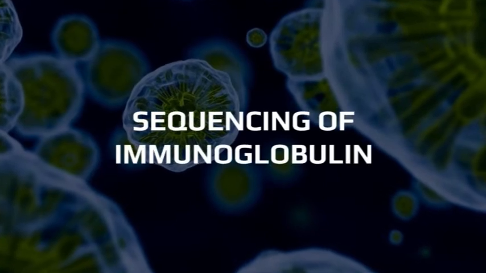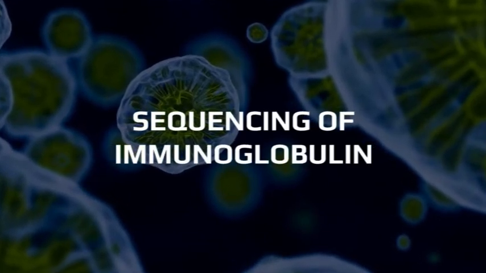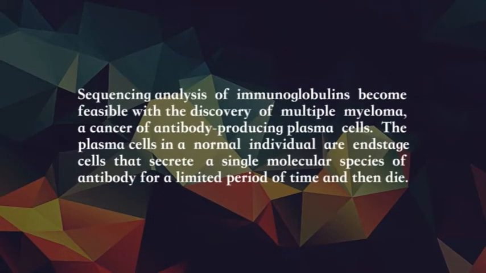Sequencing of immunoglobulin. Sequencing analysis of immunoglobulins became feasible with the discovery of multiple myeloma, a cancer of the antibody-producing plasma cells. The plasma cells in a normal individual are end-stage cells that secrete a single molecular species of antibody for a limited period of time and then die.